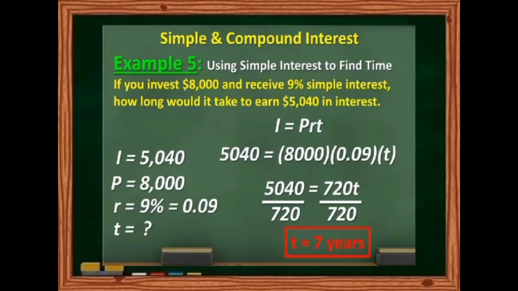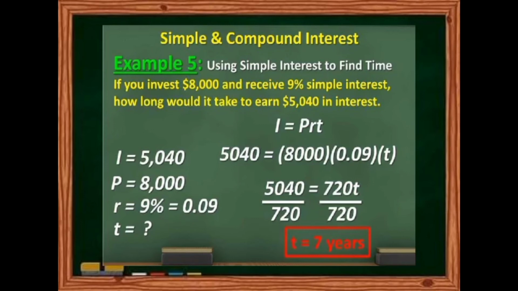Then our T is unknown. To get the time, again we will substitute the given values into the formula. So interest or 5,040 equals principal or 8,000 multiplied by 0.09, the rate, multiplied again by T. As you can see on the screen, we multiply the principal by the rate, 8,000 times 0.09, and get an answer of 720. This time we have 5,040 equals 720 T.